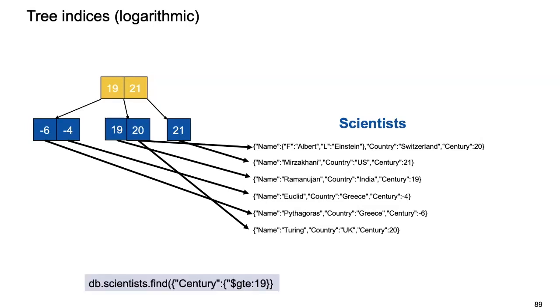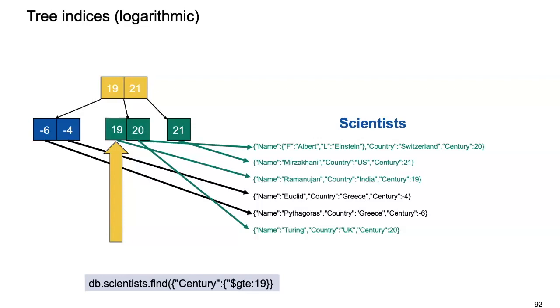And now I have a query that says century must be greater than or equal to 19. Now I've built my index, so I can use it. So what do I do? I look for the 19. Turns out that 19 is already on the top. I already know that everything on the left of 19 will be smaller than 19, strictly. So I can ignore what's on the left, right? There's -6, -4. I don't care, it's less than 19. And my query says I want greater than or equal to 19. So basically, I need everything on the right of 19. And now all I need to do is traverse my index and take the documents that correspond to this part. And I return these 4 documents.